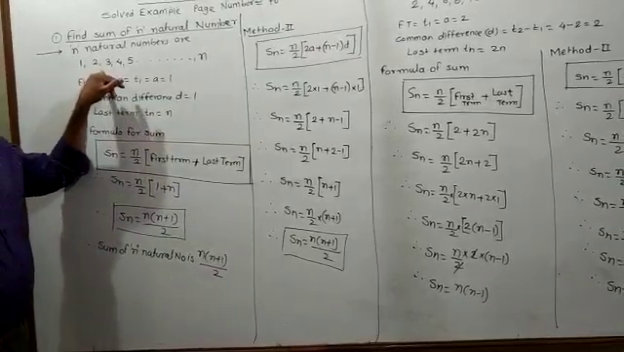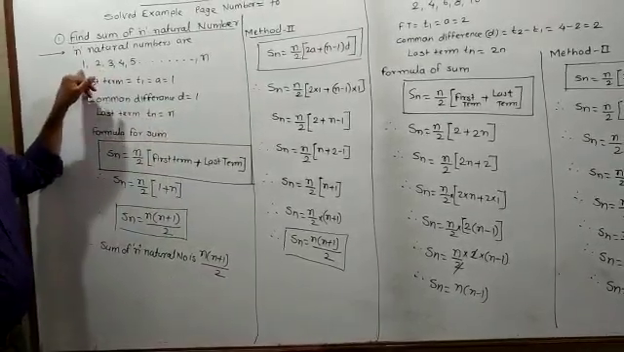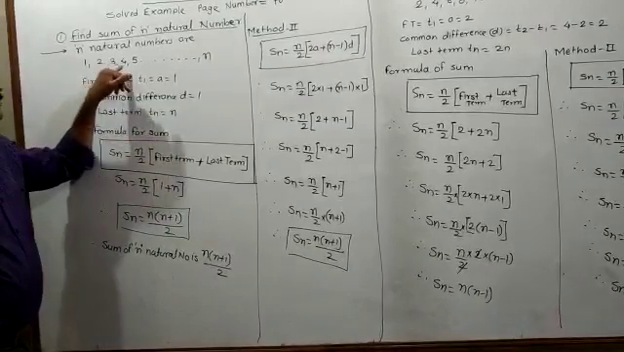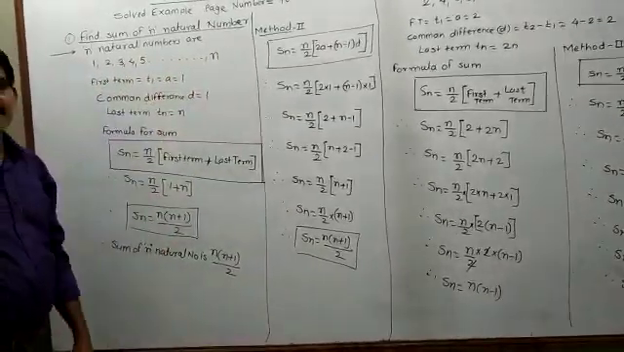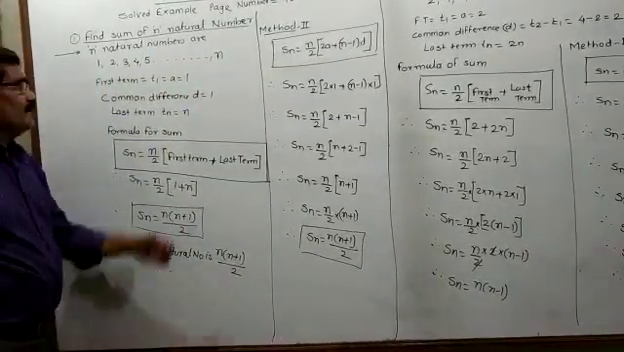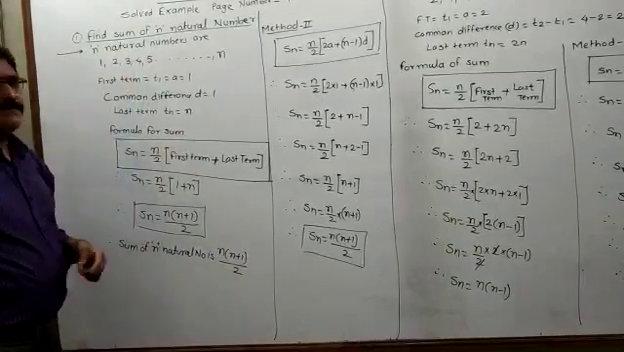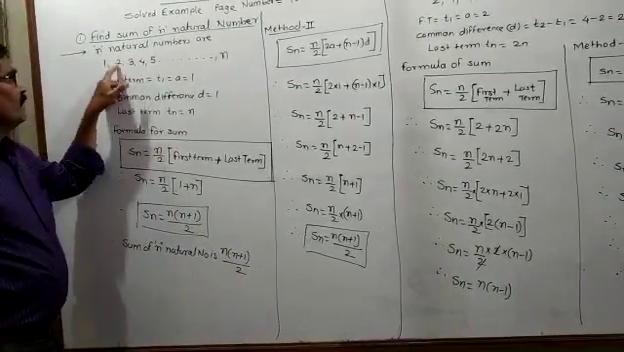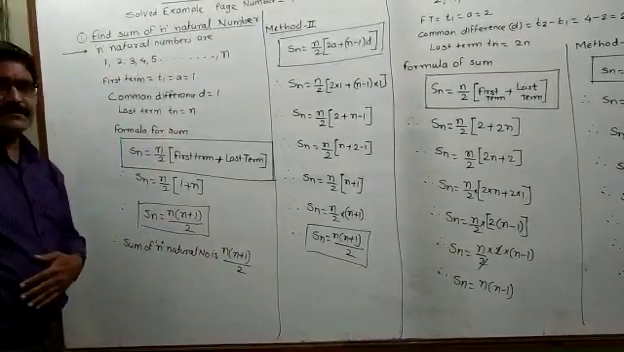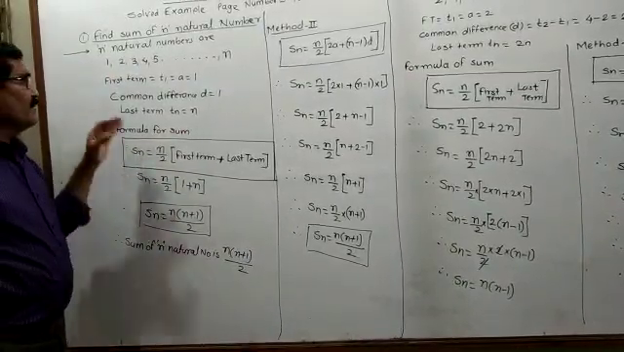If you want to find the sum of n natural numbers, the AP will be like this: 1, 2, 3, 4, 5, and so on up to n. The common difference between natural numbers is 1, because 2 minus 1 is equal to 1, 3 minus 2 is equal to 1, 4 minus 3 is equal to 1. Means the common difference will come as 1.